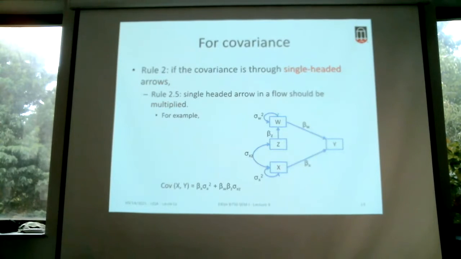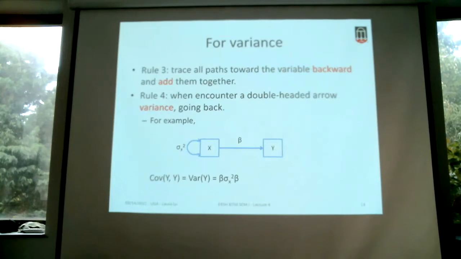Okay, that's rule 2. If we have a single-headed arrow, connect these two variables. And rule 3, we have already used these rules in the previous examples. Trace all paths towards a variable backward and add them together. Sometimes you have different paths, different patterns, different approaches. Then add each component together. Rule 4, when you encounter a double-headed arrow variance, we applied this rule in the previous examples.